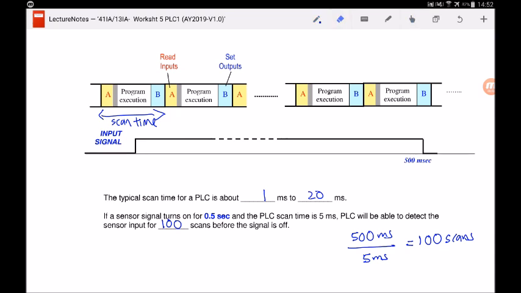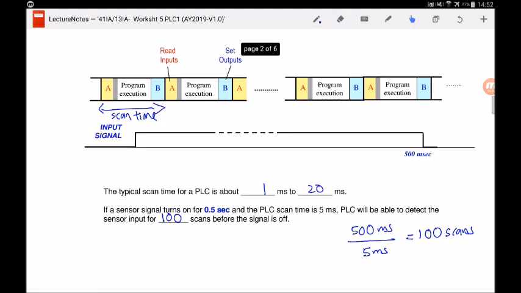Correct? So you can see that if the sensor signal turns on for 500 milliseconds, the PLC will have scanned 100 times of it, because the scan time is 5 milliseconds for the PLC.